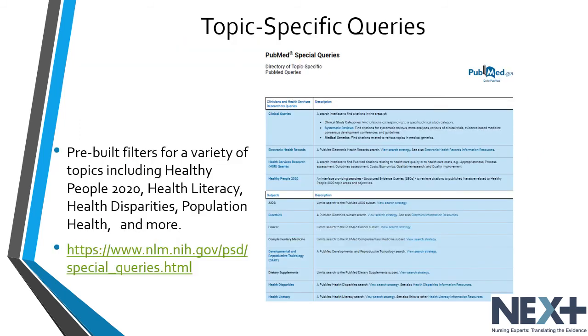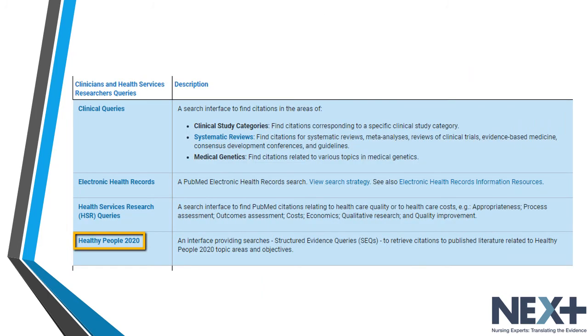Clinical Queries is one category of many pre-built filters called topic-specific or special queries. The search details are available by clicking on any of the topics, which include Healthy People 2020, Health Literacy, Health Disparities, Population Health, and more. To demonstrate a pre-built search, we will look at the Healthy People 2020 filter.